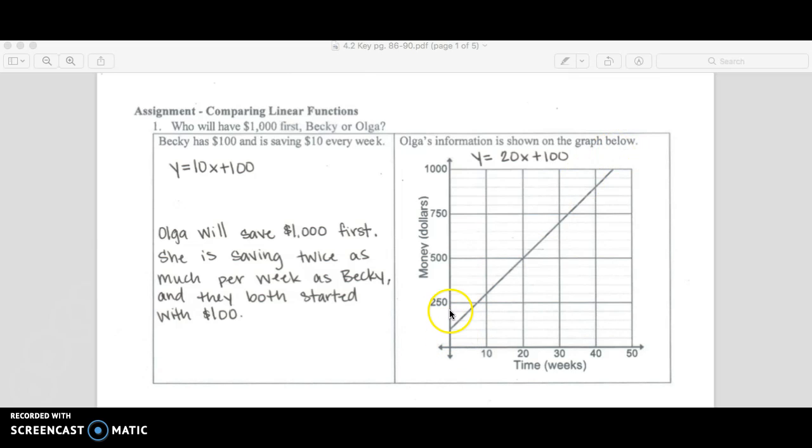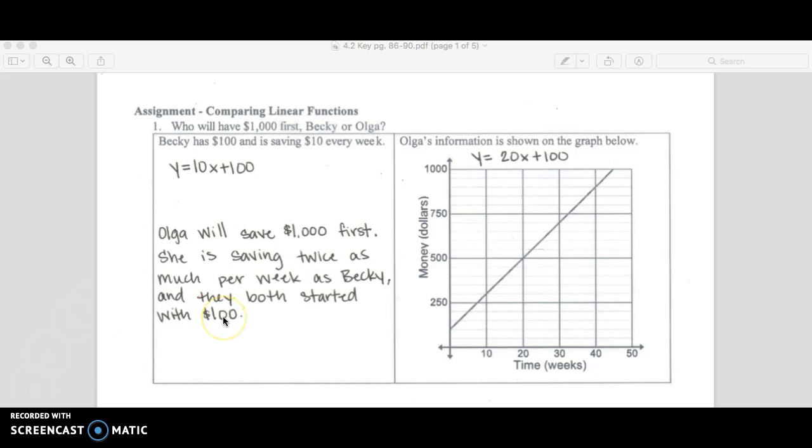So we can look right here. If this is 250, it looks like we're counting by 50s: 50, 100, 150, 200, 250. So this is the time in weeks. We find a distinct point right here. So we're going from 100 to 500 in a matter of 20 weeks, which gives us a rate of $20 every week. She starts with 100, Becky starts with 100.